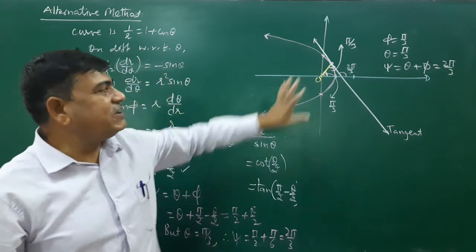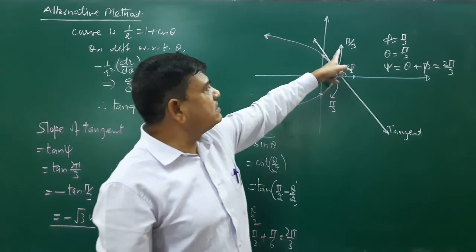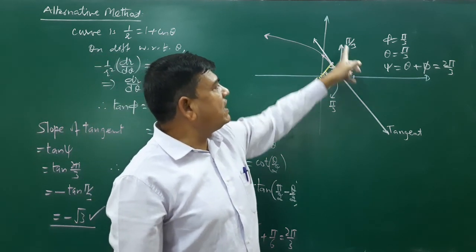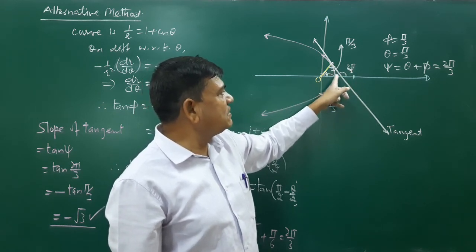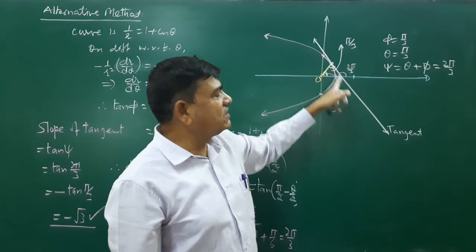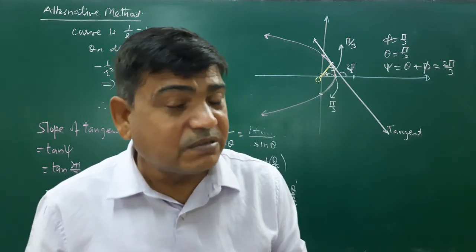So look at the geometry. This is theta, this is phi, and this angle is psi. In this triangle these two angles, this angle and this angle, are both equal. So this is an isosceles triangle.